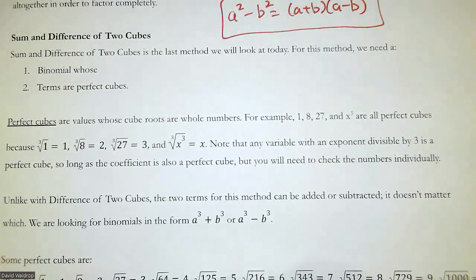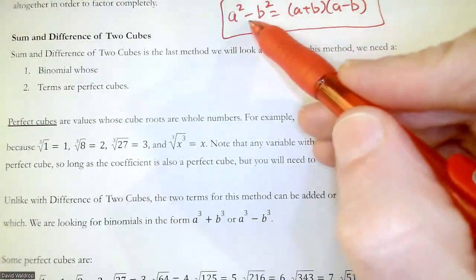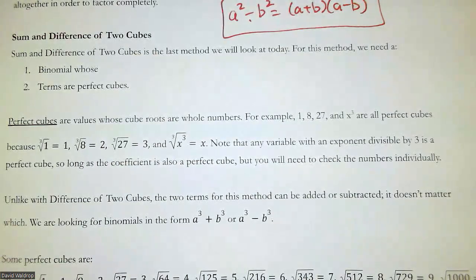The sum and difference of two cubes. You notice for squares, it had to be minus. For cubes, it can be adding or subtracting.